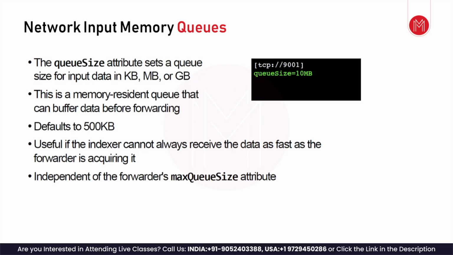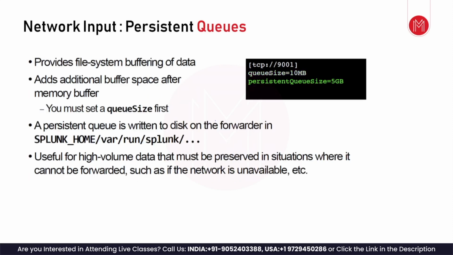It is useful if the indexer cannot always receive the data as fast as the forwarder is acquiring it, independent of the forwarder's maximum queue size attribute. So in each and every server you can define it. If you don't want, you can change it. Otherwise it is 500 KB. Persistent queue provides file system buffering of data. For buffering purposes we are using this; it adds additional buffer space after the memory buffer. You set the queue size first, and then set this persistent queue size.